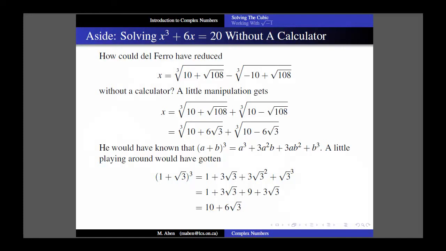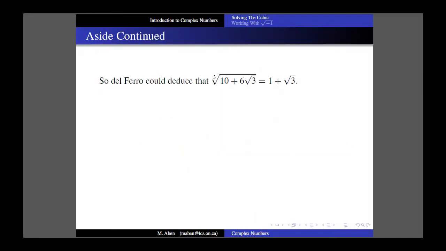So we were able to work out that cube root. So del Ferro was able to deduce that the cube root of 10 plus 6 root 3 must be 1 plus root 3. Similarly, you can do a similar argument. You can do the work if you like to, but you would get that the cube root of 10 minus 6 root 3 would be 1 minus the square root of 3. So that allows us to do some simplifying.